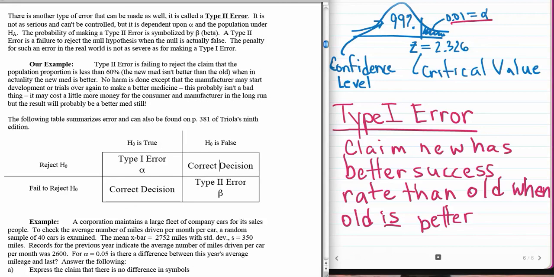And here's the other error that we can make, a type 2 error. This is where you fail to reject the null, but the null was actually false. In other words, the new medicine was actually better. Now, this isn't as severe of an error because you're not going to hurt as many people. Yes, you could have helped people, but you're not going to inadvertently hurt people. So that's why this one is not as severe. A type 2 error just comes along for the ride. So we're not controlling that one. And its probability, by the way, is called beta.